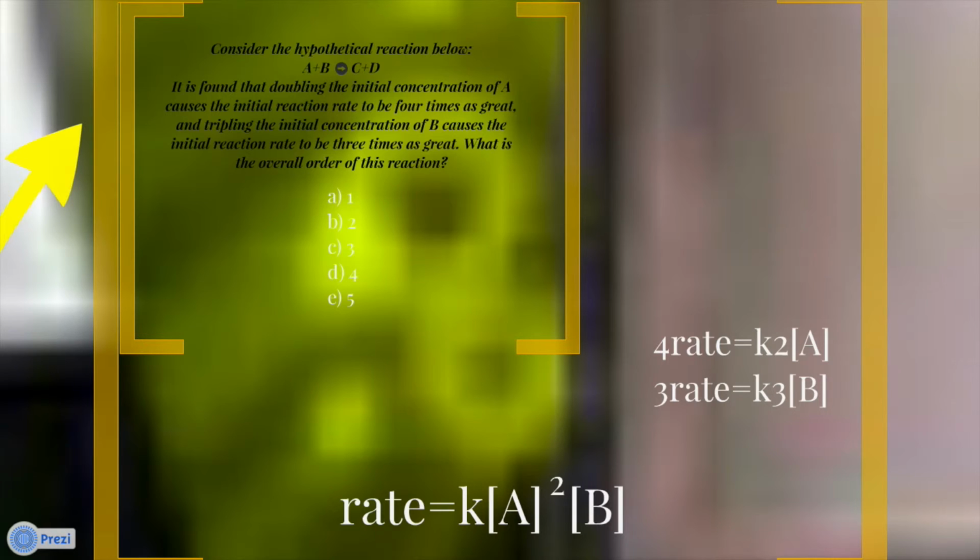That means that A must be second order. Then there's B. When you triple B, the same thing happens to the rate, which means that they are directly proportional, and therefore B is first order. So then we look at the rate, knowing that the order of A is 2 and B is 1, which means our exponents are 2 and 1. We add these together to get 3. Therefore, the overall order of the reaction is 3, and our answer is C.